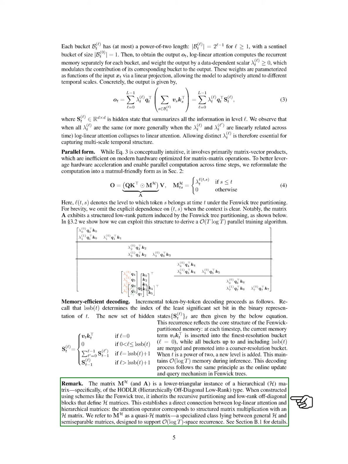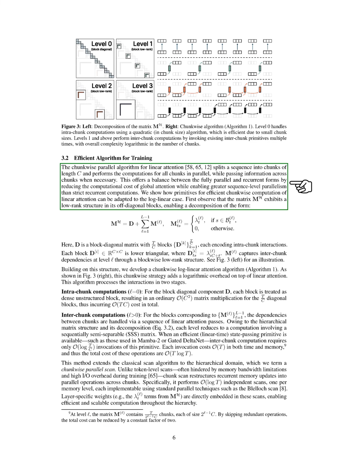For our efficient training algorithm, we implement a chunkwise parallel approach for linear attention. This method divides a sequence into chunks and processes them in parallel while allowing information to flow between chunks when needed. This strikes a balance between fully parallel and recurrent forms, reducing the computational cost of global attention while enhancing sequence-level parallelism. We adapt efficient chunkwise computation techniques for linear attention to the log linear case.